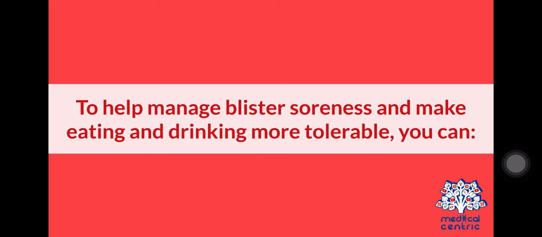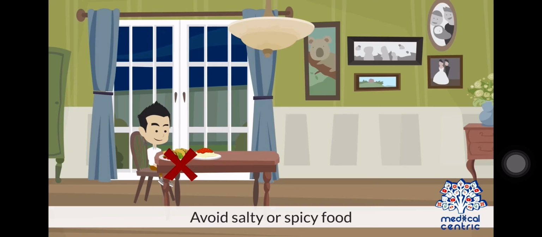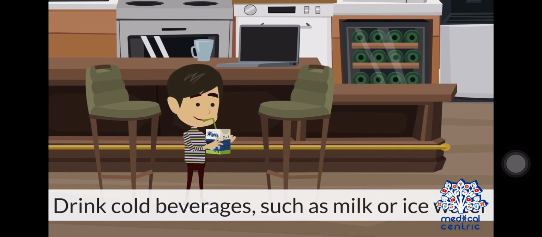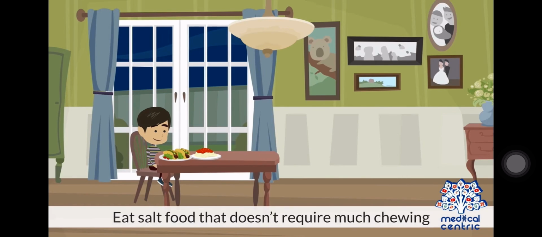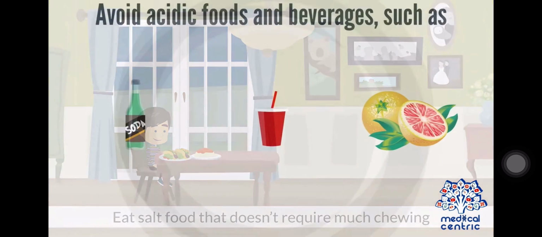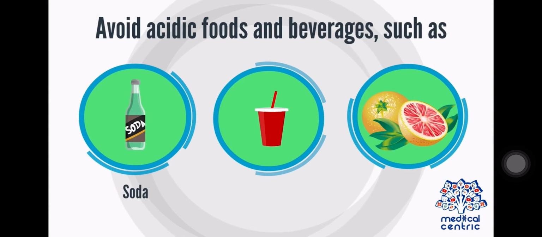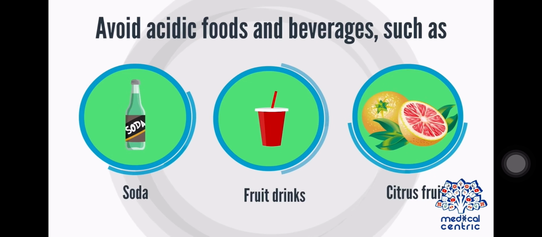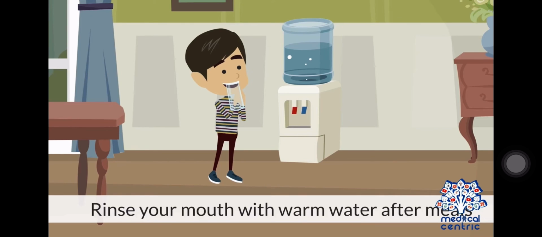To help manage blister soreness and make eating and drinking more tolerable, you can avoid salty or spicy food, eat ice cream, drink cold beverages such as milk or ice water, eat food that doesn't require much chewing, and avoid acidic foods and beverages such as soda, fruit drinks, and citrus fruits. Rinse your mouth with warm water after meals.